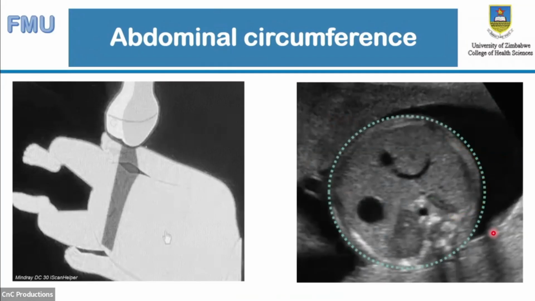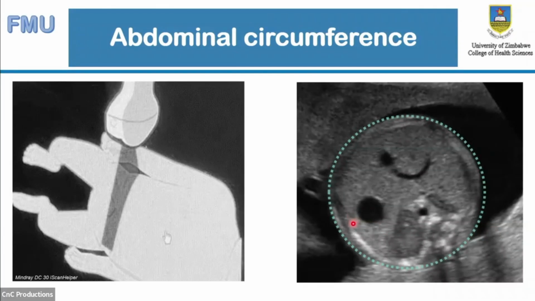Then we move on to the fetal abdomen. So we started assessing the fetus from the head, and we moved on to the thorax. Now we are at the level of the abdomen, where we measure our abdominal circumference. For us to get a proper measurement of the abdominal circumference, there are certain structures that we should always see in order for us to say we have correctly measured it.